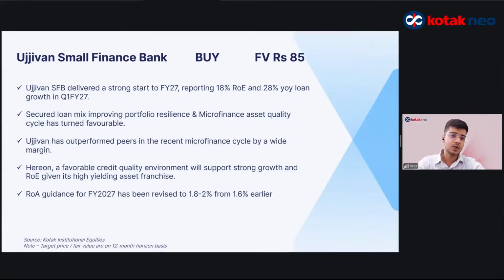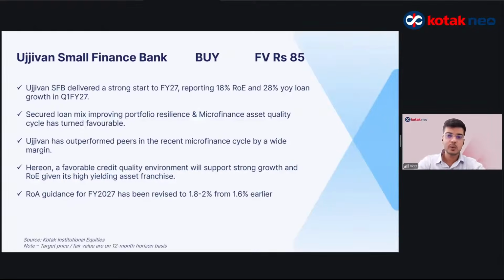now behind us. So if we take Ujjivan as an example, they had a slippage ratio which was as high as 4.6% level. But in Q1 FY27, they reported a slippage of 1.7% level. So from 4.6% to 1.7%, their slippage has declined, which is a very healthy decline in their slippage ratio. We are of the opinion that going forward, now that the MFI stress is behind us, Ujjivan will now be on track to delivering higher growth with good NPA numbers, and this is already reflected in their Q1 FY27 results.